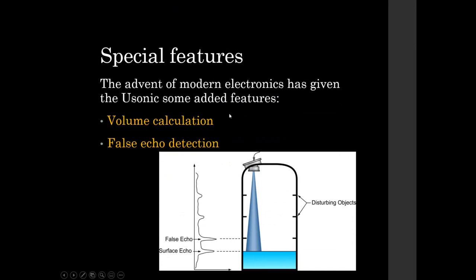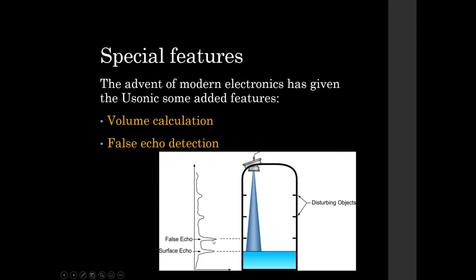Beyond just providing level measurement here, electronics inside the transmitter can be configured with different algorithms that allow us to do things like volume calculations, as well as something called false echo detection, which gets mentioned in a slide a little bit later on. But it's a way of using a filter basically to screen out any false signals that you may get.